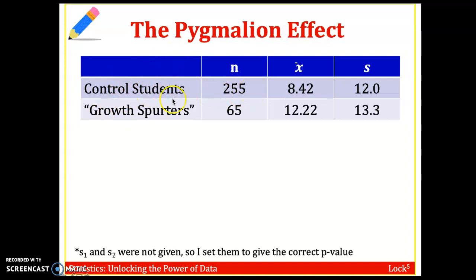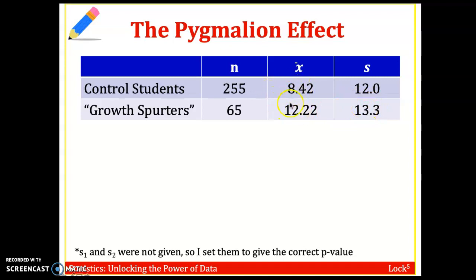And here's the data summary. The control students were not told that they were growth spurters. Much bigger sample size, but that's okay. X bar is their average increase in IQ over the year. So this is an increase. And their standard deviation is 12. And then there's a 65, the experimental group that were told that they were growth spurters. Their sample size is 60. Their sample mean is 12.22. And standard deviation is 13.3.